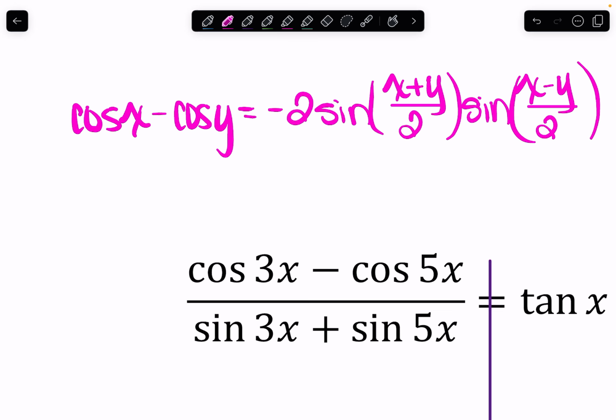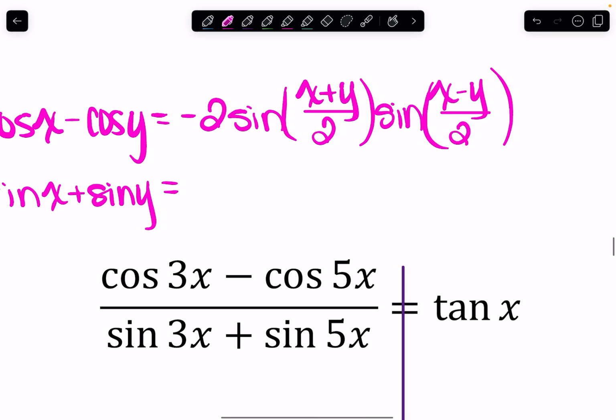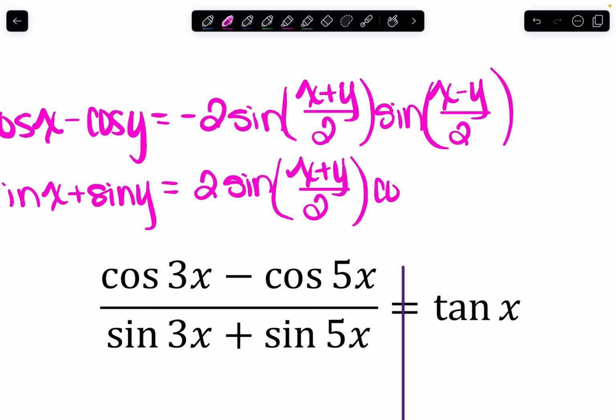And then our denominator is sine plus sine. So we're going to use our sine x plus sine y here. Sine plus sine is 2 sine of the sum over 2 times cosine of the difference over 2. So we're going to use those.